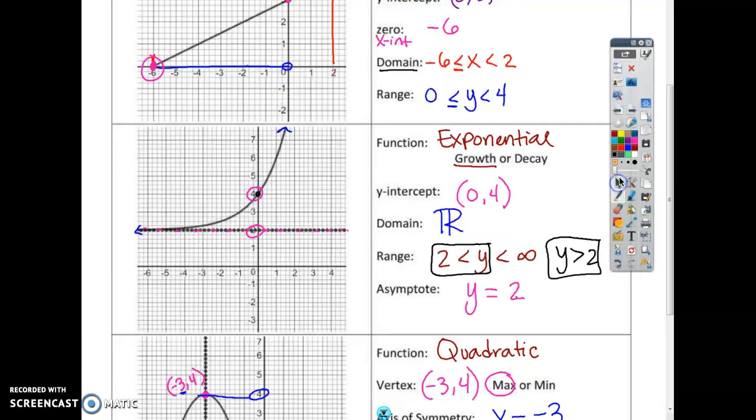Okay, those are key features of linear, exponential, and quadratic functions. All of this is going to be on the test. Sometimes they'll ask you what type of function this is, so you would have to put it in Desmos and look and tell me if it's quadratic, linear, or exponential. And we'll practice some more of that in the coming days.